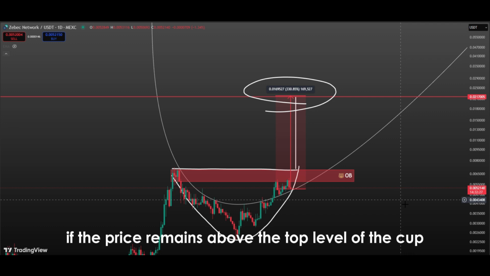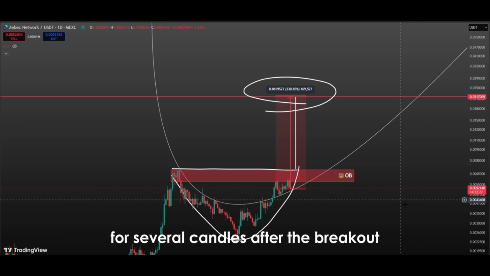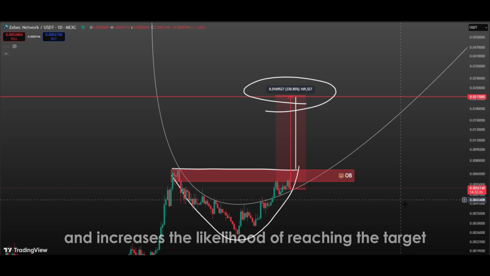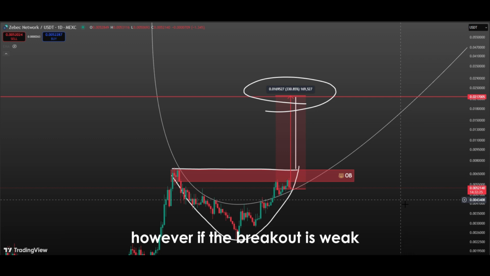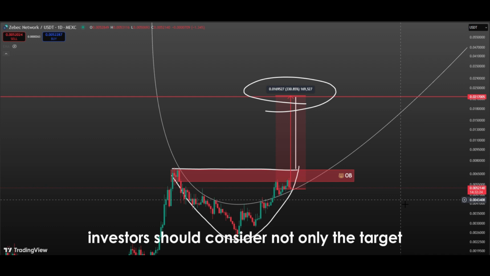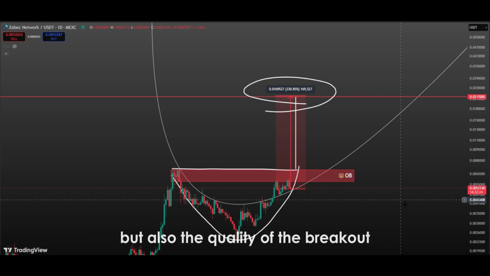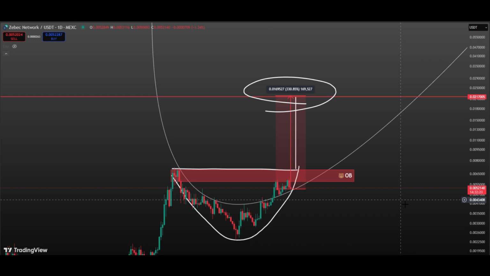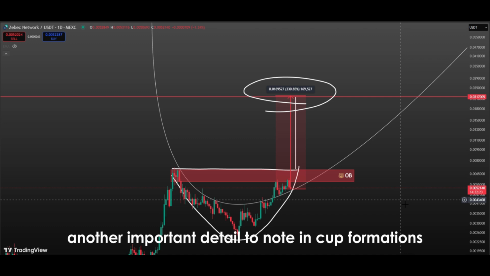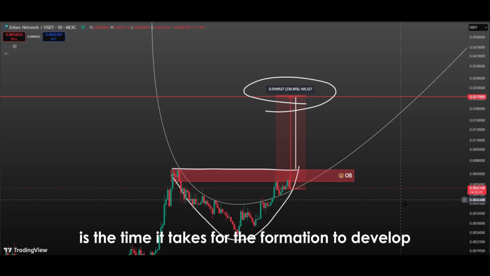If the price remains above the top level of the cup for several candles after the breakout, this shows that buyers are strong and increases the likelihood of reaching the target. However, if the breakout is weak, the price may fall back into the cup, invalidating the formation. For this reason, in such formations, investors should consider not only the target, but also the quality of the breakout and overall market conditions.